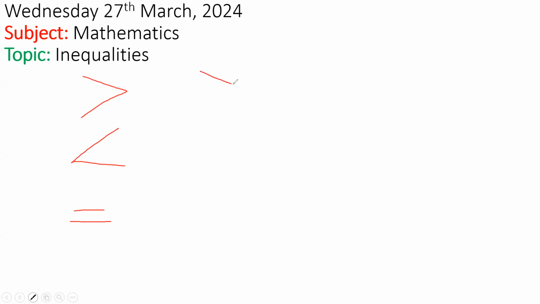What if we have this sign with a line underneath? What does that mean? Greater than or equal to. And if you have this other symbol with a line underneath, what does that mean? Less than or equal to. Very good, less than or equal to.